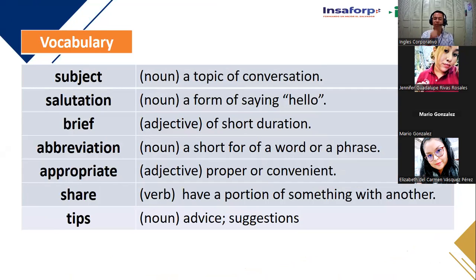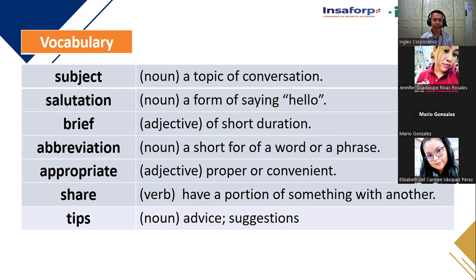Here we have some vocabulary, right? The subject. The subject is the topic of the conversation. For example, what is the subject for today's class? The subject for today's class is how to write effective emails. How to write professional emails. That is the subject of this class. Let's say the class of yesterday was about the simple past, the present continuous, etcétera, etcétera, right? So the topic is the subject, okay?